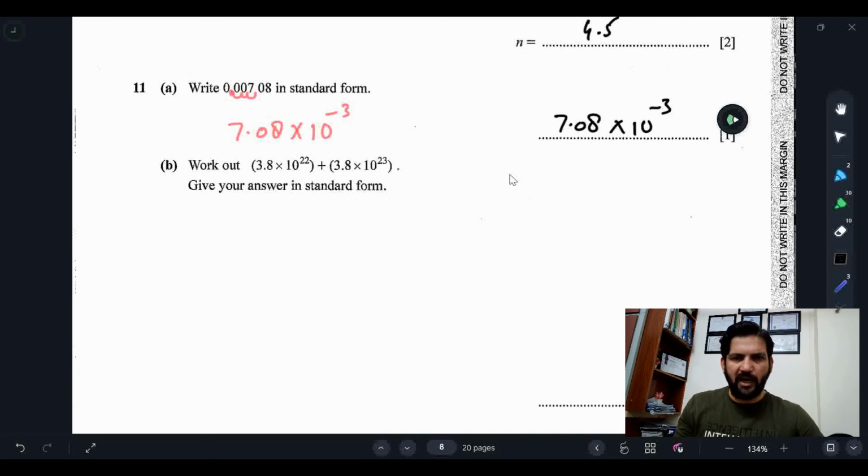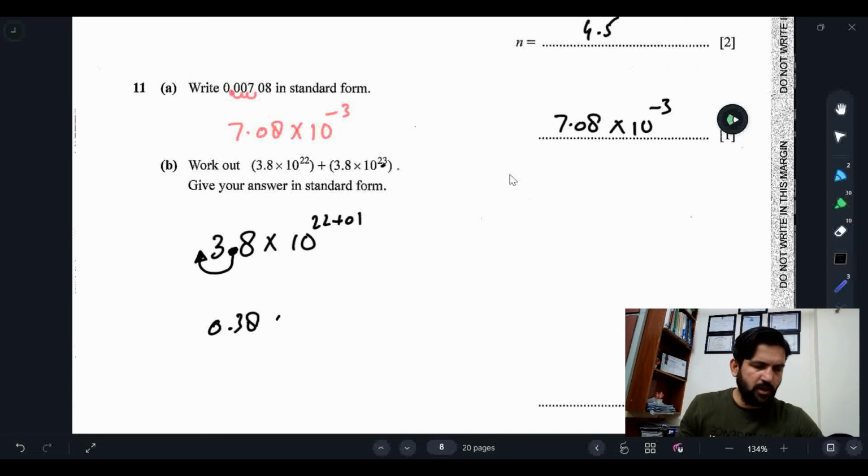Let's move to the next one. We cannot add these two, like we cannot solve the b part. So what we have to do is write it like this: either make it 23 or make this one 22. So we have to write the first part as 22. We have to add 1 over here. So if we want to add 1 over here, we have to shift the decimal 1 unit towards the left side.